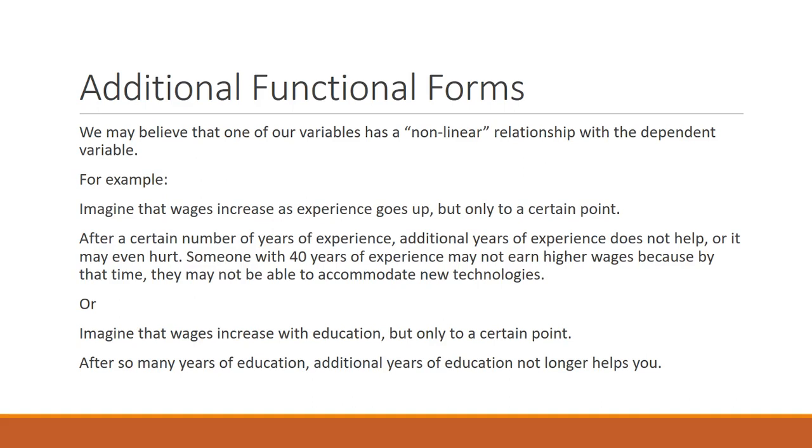The same thing might be the case with education. Or it might be the case with age. So you might expect that as people get older, they make more money. But only up to a certain point. Maybe you make more money as you get older up till around the time that you retire. And at the time that you retire, instead of making money, you are spending the money that you've saved. And so your income goes down at some point. It's non-linear. It goes up for a while, and then it goes down for a while.